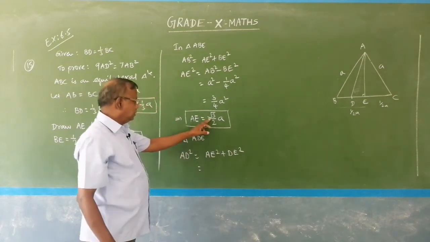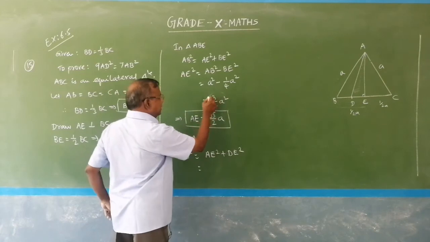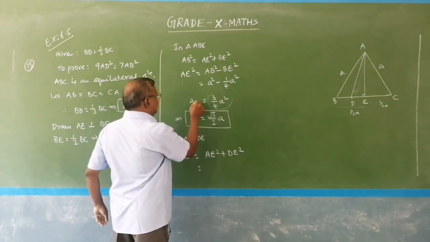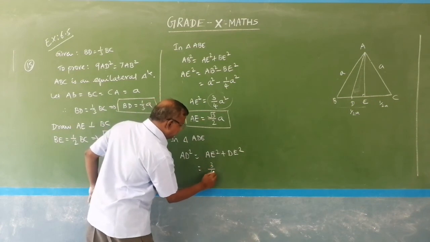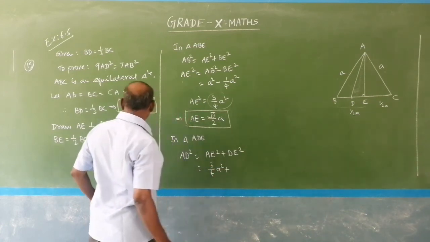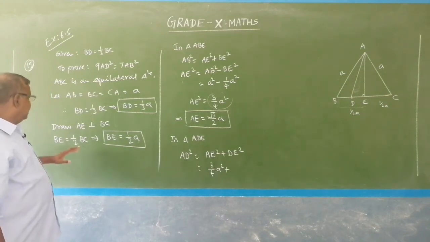AE square equals (√3/2 A) square, or AE square equals 3/4 A square. So we have AE square equal to 3 by 4 A square plus DE square. What is DE?